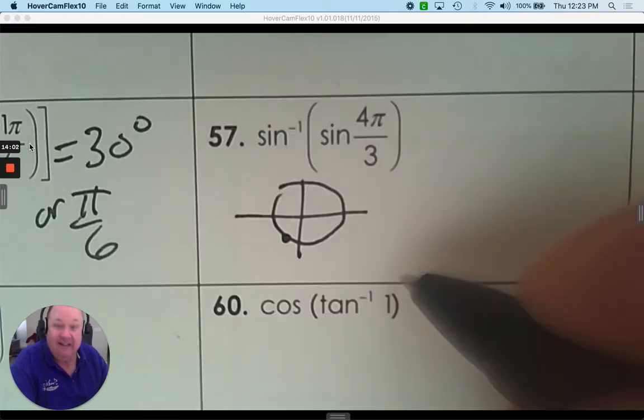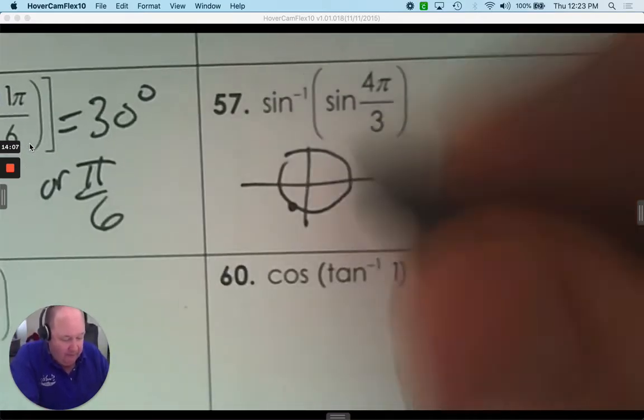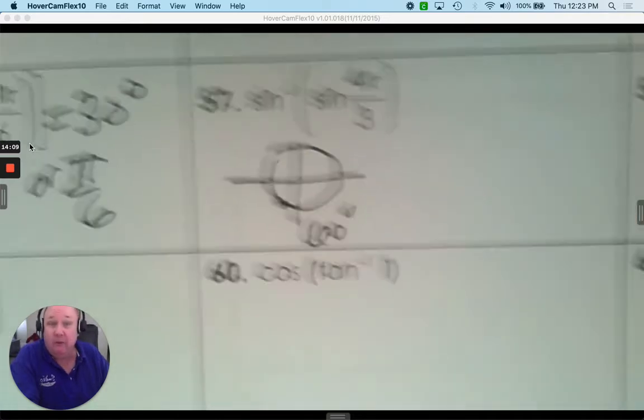There you go. It's in the wrong quadrant. So for me to understand it, 4 pi over 3 is a 60-degree reference angle.